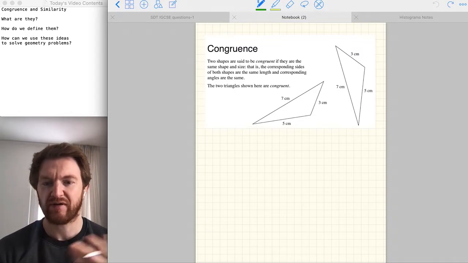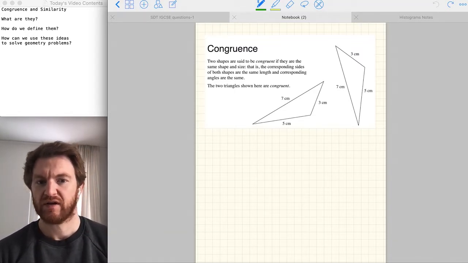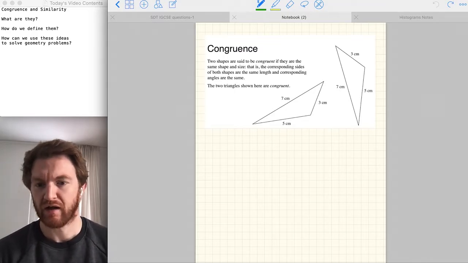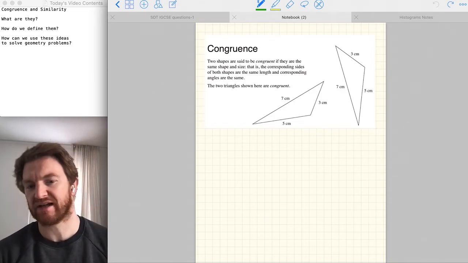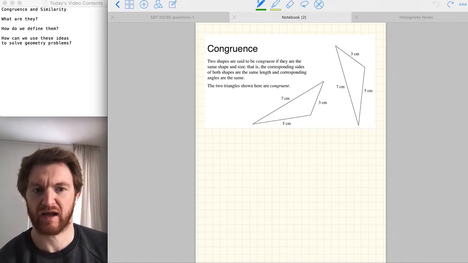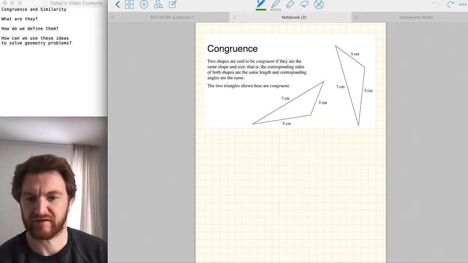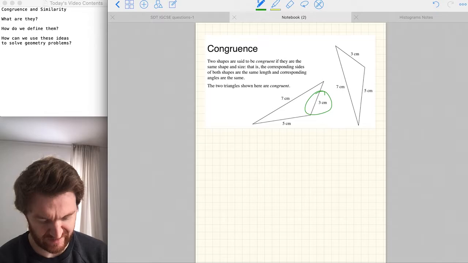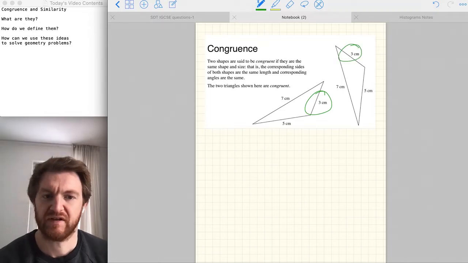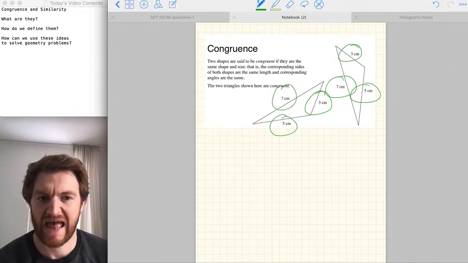And what we can assume with shapes, if they're the same shape, so both these are triangles, and they both have the same side lengths, then we can assume that they have the same angles. We don't need to measure them and know what they are, we can just assume it. But that's because we know all of the sides. If we only use some of the sides, then we'd need to know some of the angles as well. So we can see we've got a 3 and a 3, even though they're on different parts. We've got a 5 and a 5, and a 7 and a 7. So we've got all of the pairs of sides.